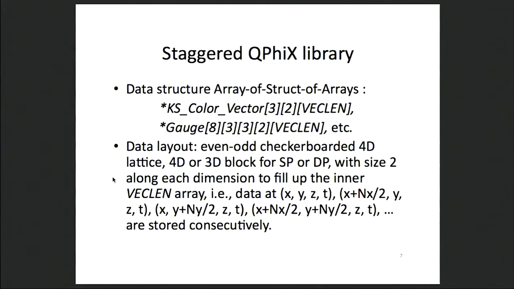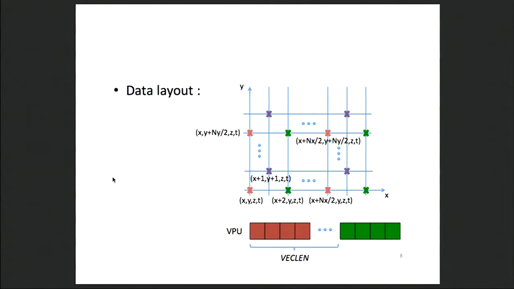Then this graph shows more clearly the data layout. We have the data at x, y, z, t, and x plus 1, x over 2, y, z, t, etc., stored contiguously in memory, when we bring those data to the CPU. Here nx is the lattice dimension along the x direction.